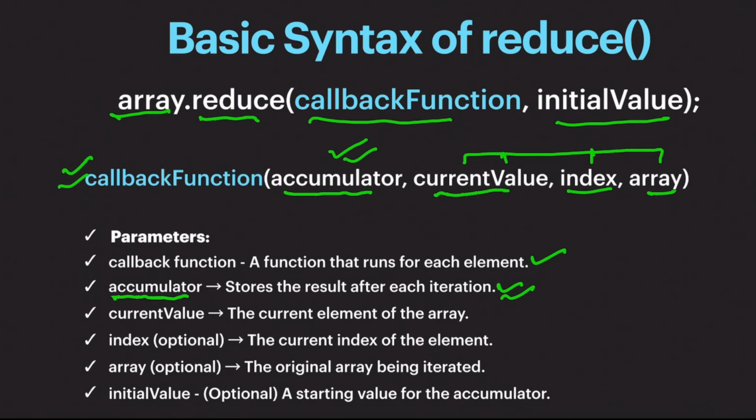The current value, as you know, is the current value of the array where we are applying reduce, the index is the index of the element of the array, and the array is the array where we are applying reduce. The second argument is the initial value, which is also new in the reduce method, and it is optional: we can use it or omit it.